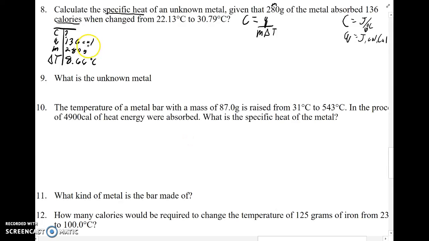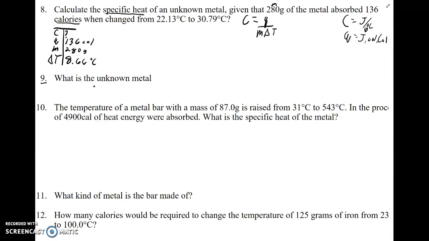Right here we are in calories, heat calories. And over here, my unit for specific heat is in joules per gram degree Celsius. Now, calories per gram degree Celsius is an acceptable unit for specific heat. But we'll notice here in question number 9, it asks me for the identity of that unknown metal, and I'm going to use specific heat to identify it.